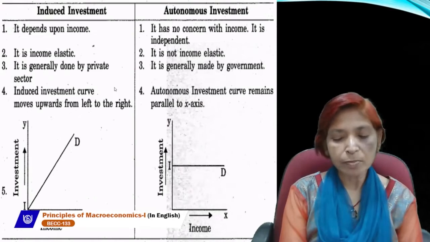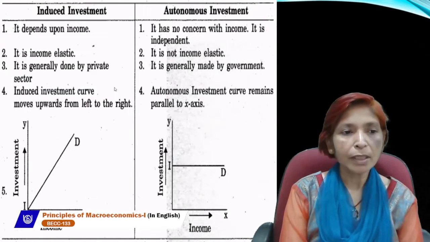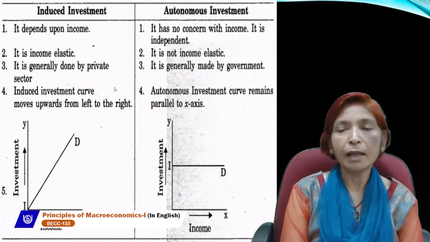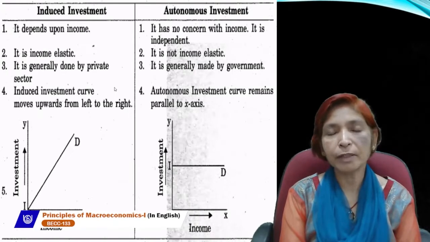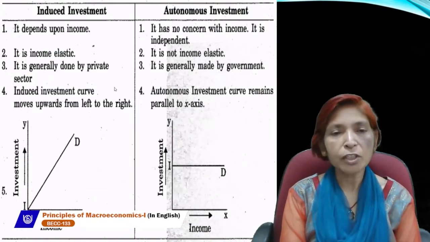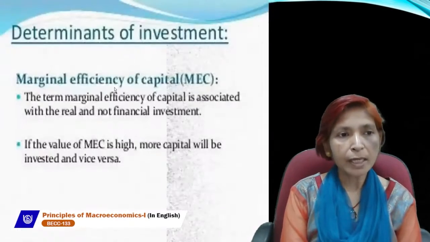The induced investment curve is always upward sloping because it shows a positive relationship between investment and the level of income. So this is the basic difference between induced and autonomous investment, which play a very important role in our economy.